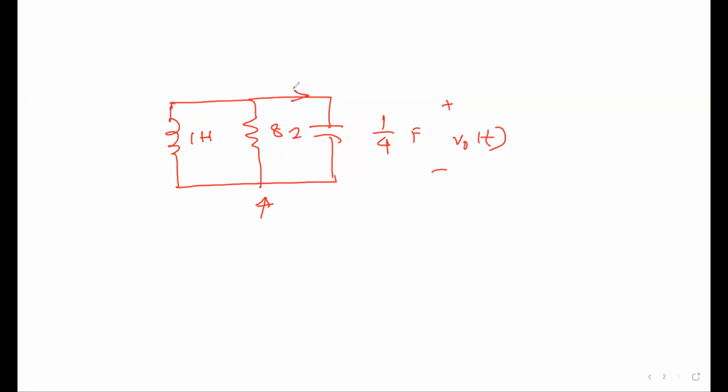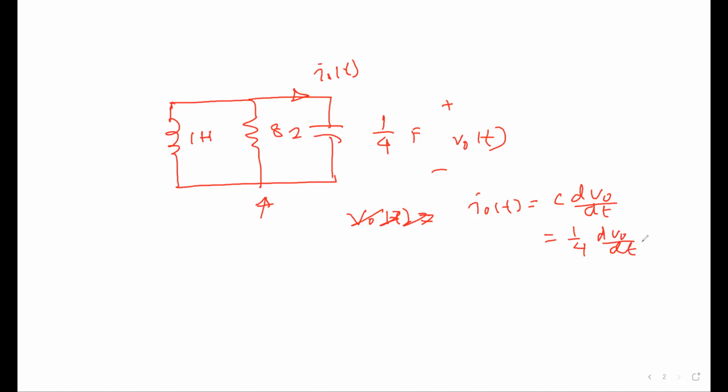This current was equal to what? I0(t). Then your I0(t) would be equal to what? Sir, C into C dV0 by dt. Isn't that something like this? Here you see, equal to 1 by 4 farad dV0 divided by dt, isn't it? Yes, sir.